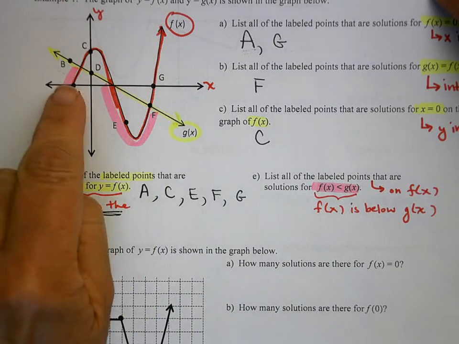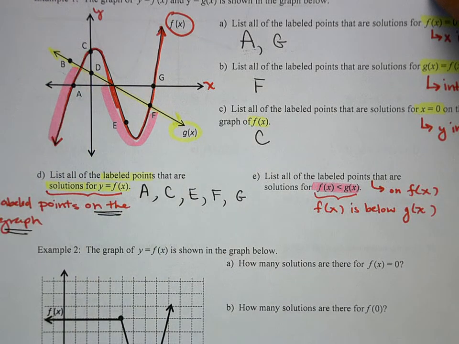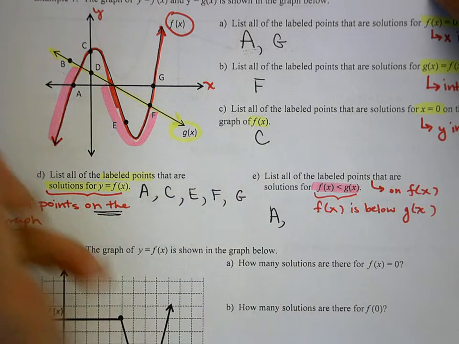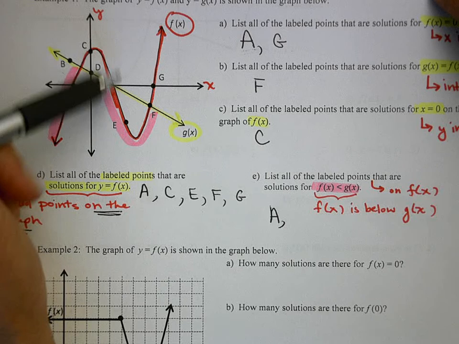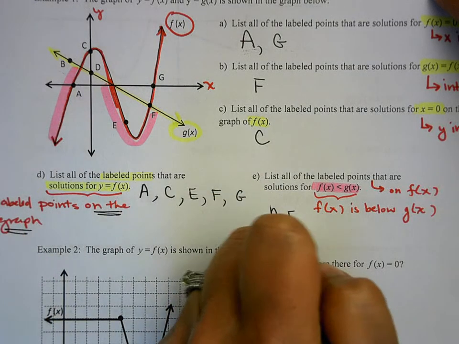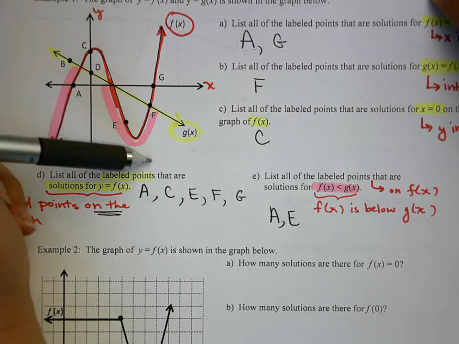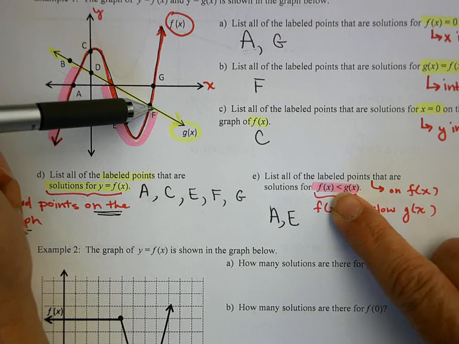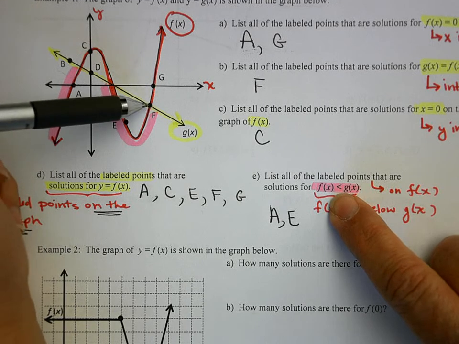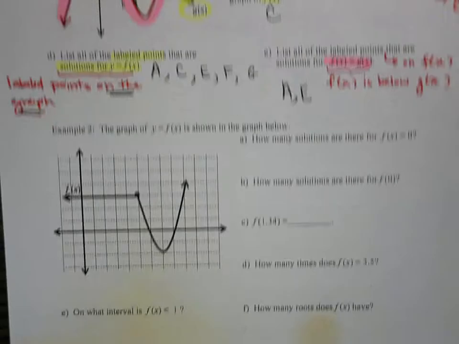So that would be A, right? A is below the highlighted line, so A would be an answer. And then if I look here, E is also on that highlighted line, right? So E would be below. And then, what about F? F is not actually below, it's equal, right? Because this is not underlined, not equal, I would not include F, so only A and E would be solutions, okay? All right, so let's go ahead and take a look at example 2.